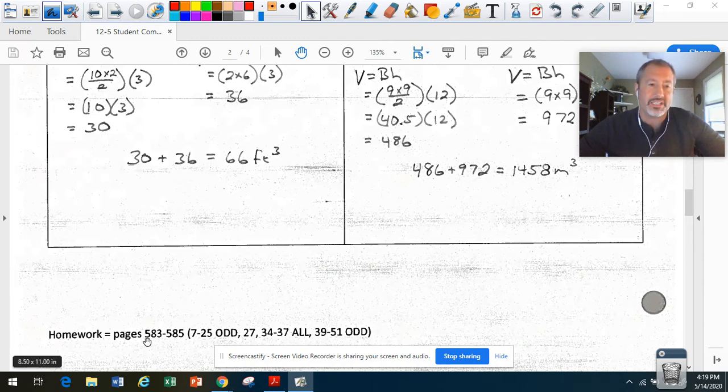Here's your homework down here. Make sure you have a calculator with you when working on that. Page 583 to 585, numbers 7 through 25, the odd ones on that one, 27, 34 through 37 all, and then 39 through 51 odd.